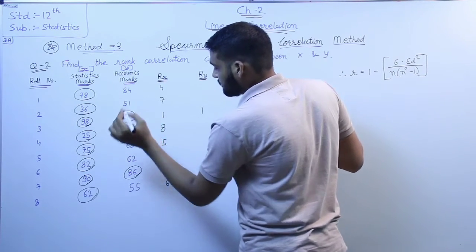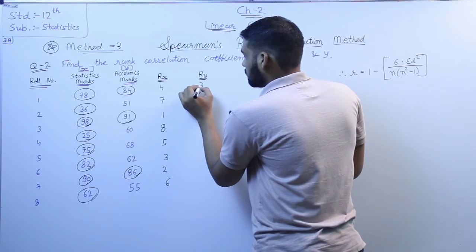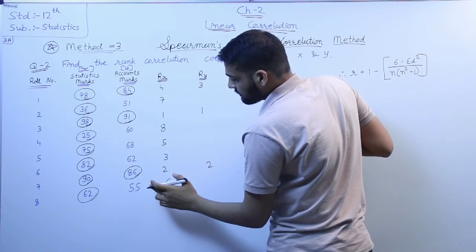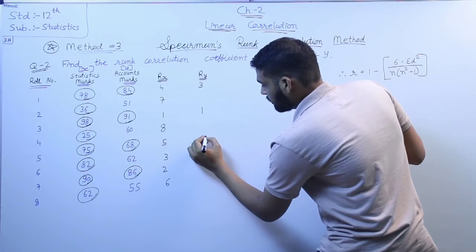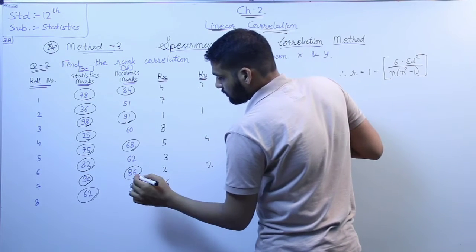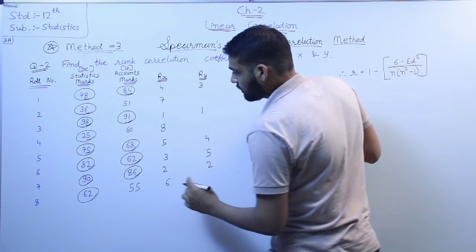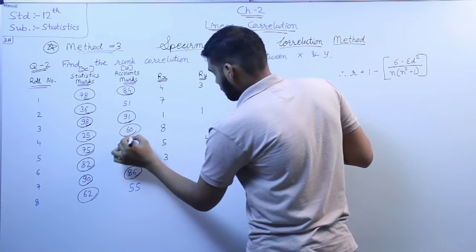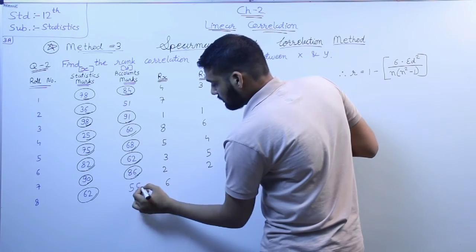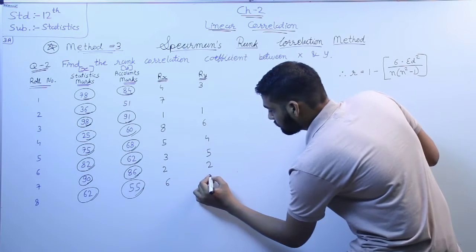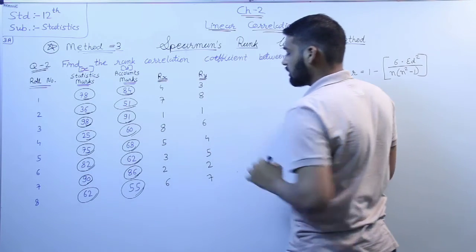Then the next highest is 84, so here we put 3. Then the next highest is 68, so here we put 4. Then the next highest 62, so here we put 5. The next highest is 60, so here we put 6. Next is 55, so 7, and the last one is 51, so here we denote 8.